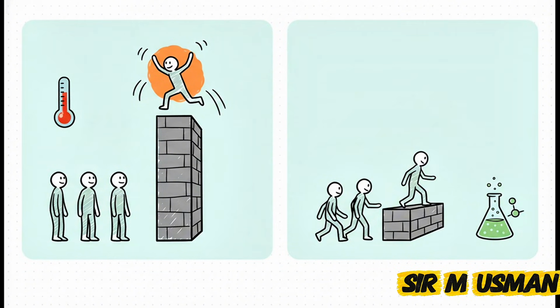So let's put it simply. Increasing the temperature is like giving more people the strength to jump over a very high wall. Adding a catalyst, on the other hand, is like just making the wall shorter so that more people can get over it with the energy they already have. Both get the same job done, more successful crossings, but through two totally different strategies.